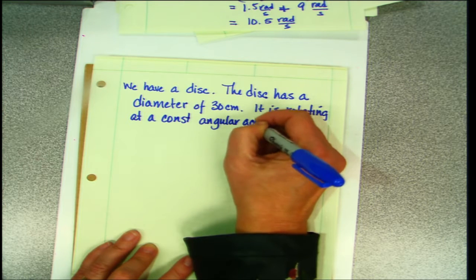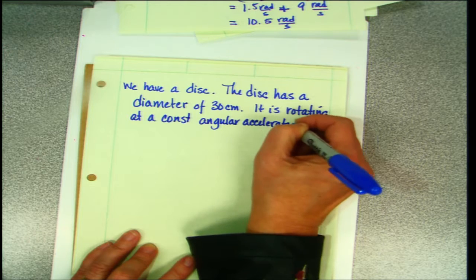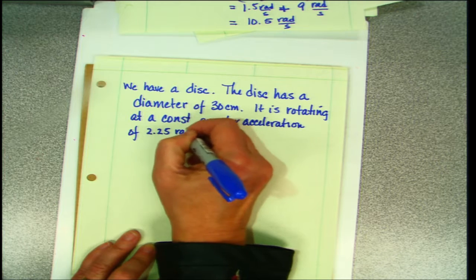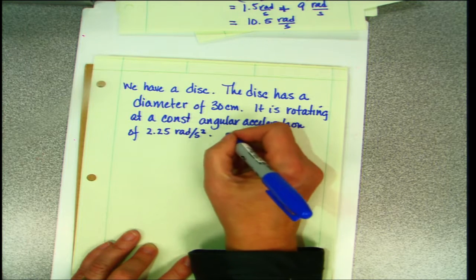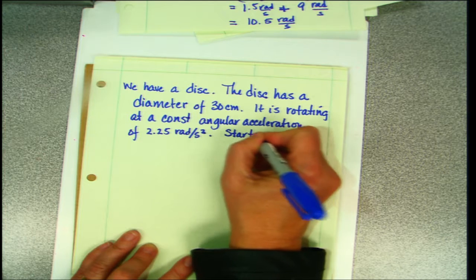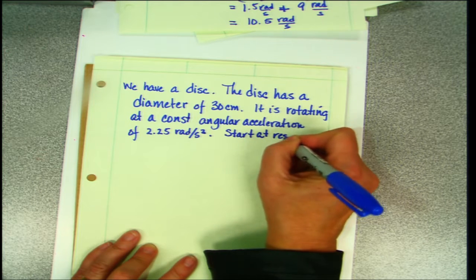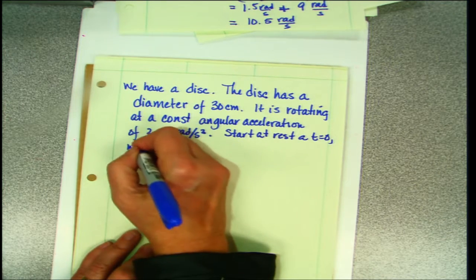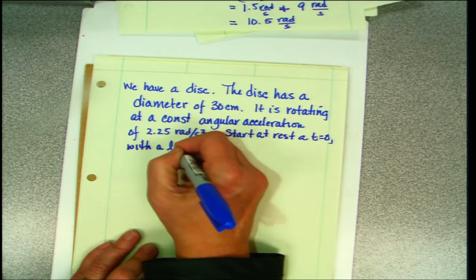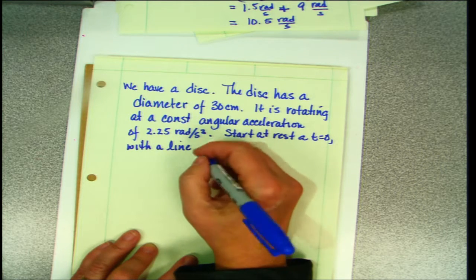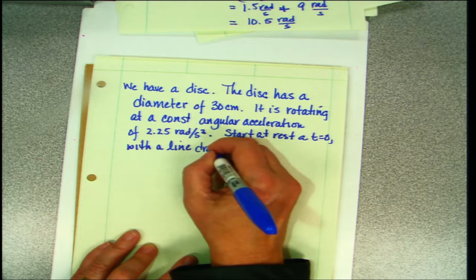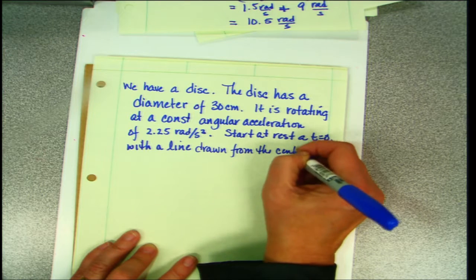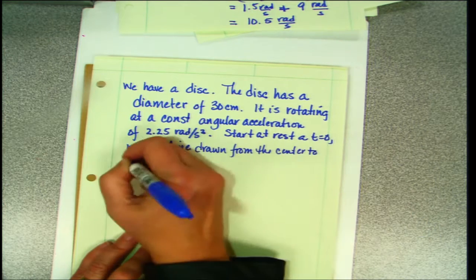At t equals 0, with a line drawn from the center to a point P on the rim. P is located at 50 degrees from the positive x-axis.